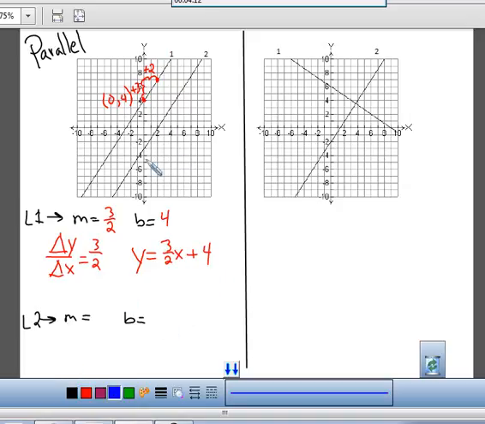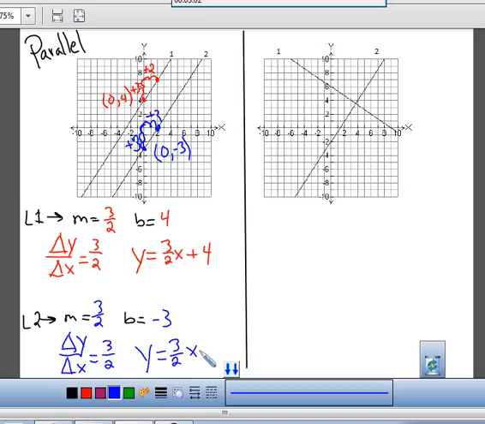The second line, the y-intercept is down here at, it's kind of hard to see here, negative 3. So that's the point (0, negative 3), and the b value is negative 3. So now I need to find the change in y over the change in x. I go from this point to this point. So it goes up 3, so change in y is plus 3, and to the right 2, change in x is plus 2, so 3 over 2. So m is equal to 3 over 2. So what's my equation? y equals 3 over 2 x minus 3.